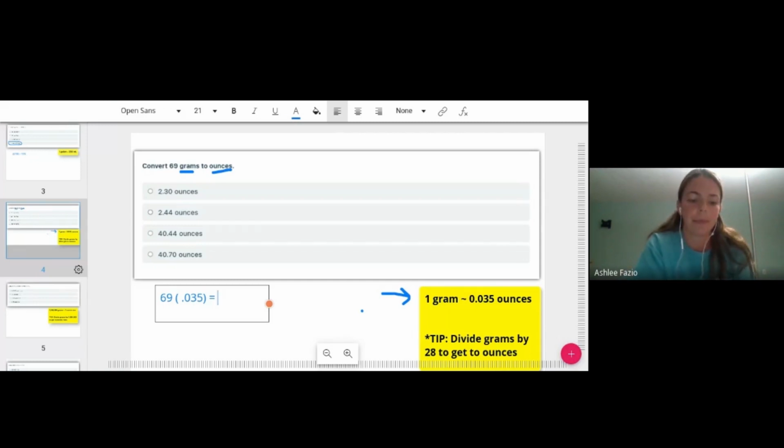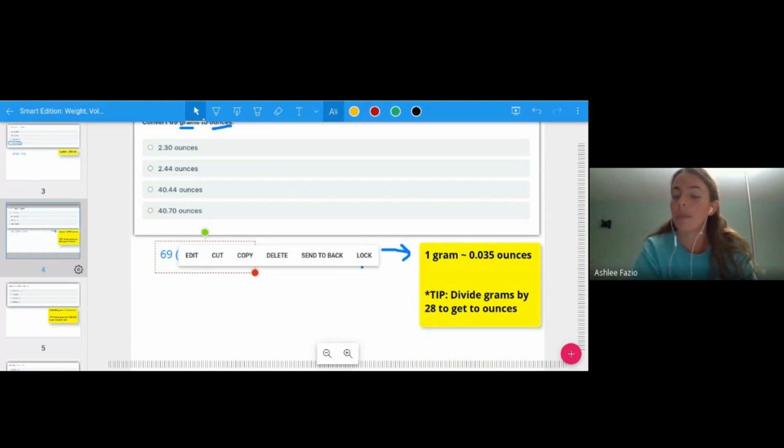So when we do that, 0.035, we would get 2.415. All right, so that's one way to do this, if you have this conversion ingrained. Another way to do this, the little tip down here, is just to divide the grams by 28, and that'll help you get back to ounces because there are approximately 28 grams per ounce, which is another way to look at this conversion, but this is how I have worded it because it helps with this problem a little bit more.